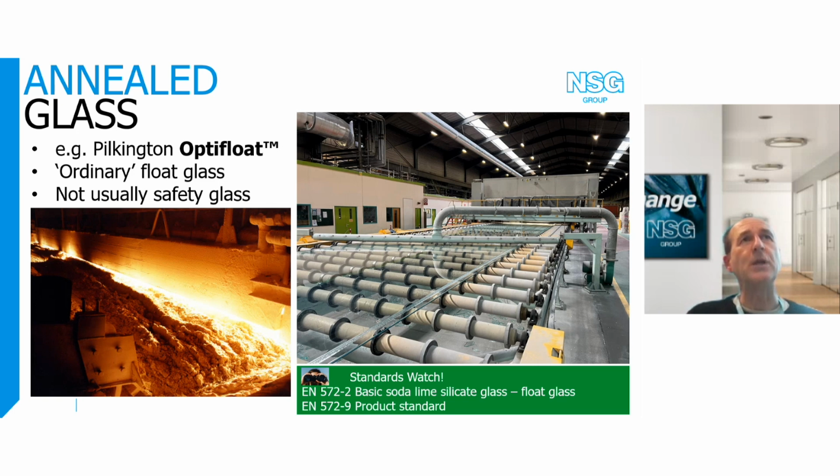If you've ever been fortunate enough to tour a float glass manufacturing operation, you'll recall that the annealing lehr is the longest part of the line, and it can be as much as 160 meters in length. But in terms of safety, annealed glass is not usually considered a safety glass, as when it breaks, it tends to break into large fragments, which can cause injury.